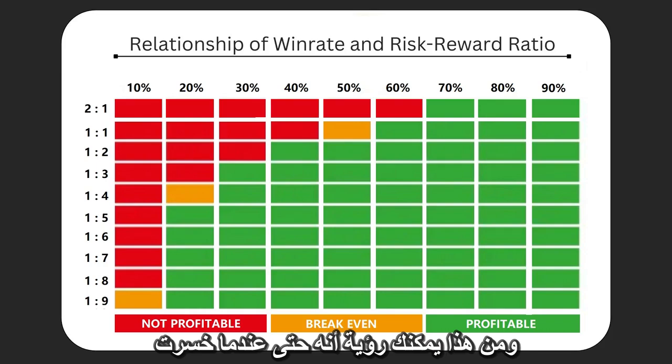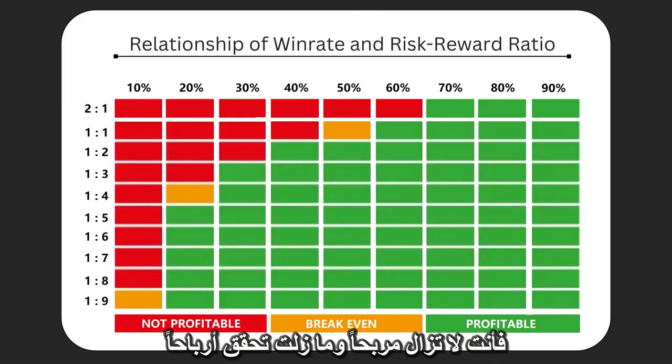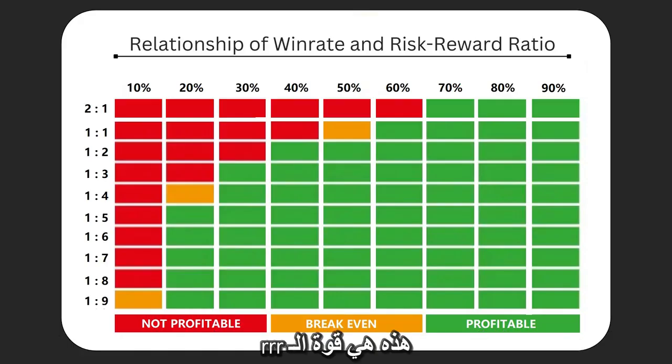And from this you can see that even when you lost more trades than you win, you still were profitable and you still end up making profits because you won more on your winning trades than you lost on your losing trades. That is the power of RRR, or risk to reward ratio.